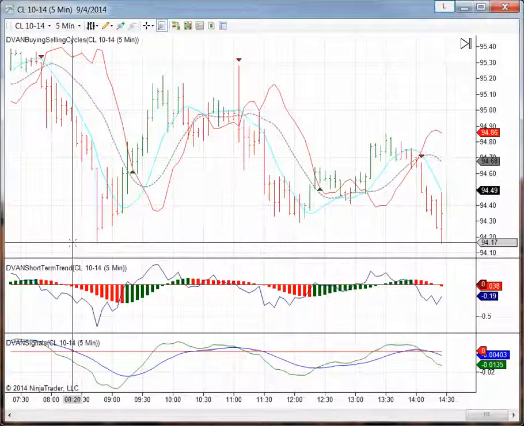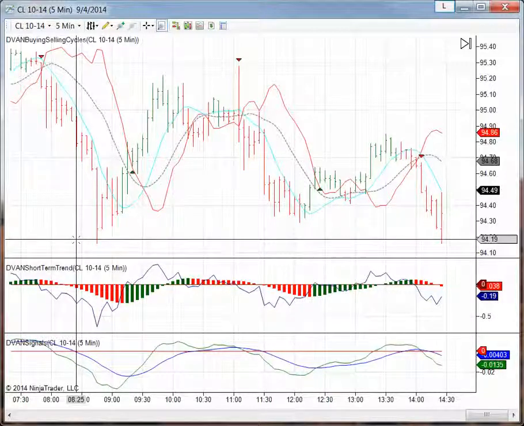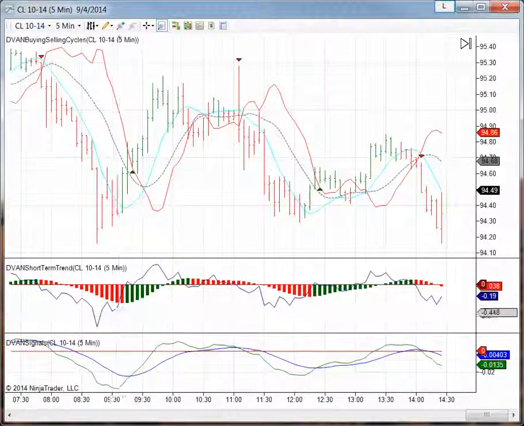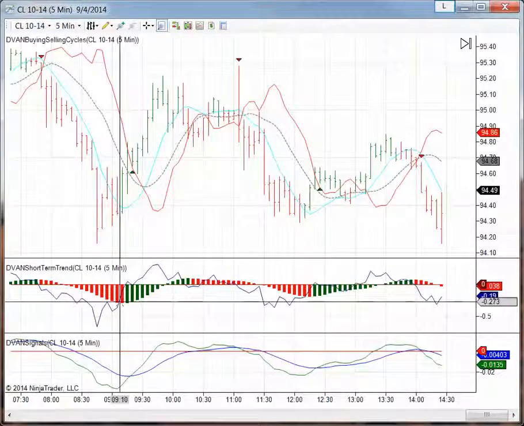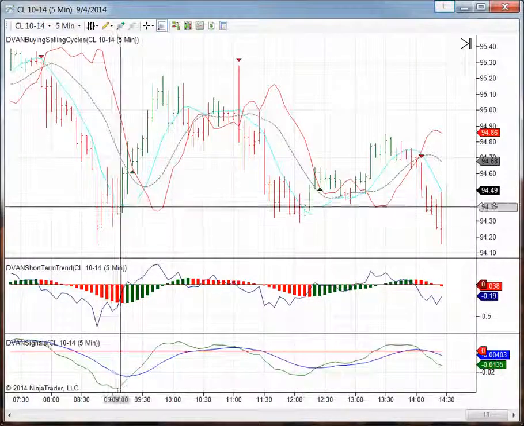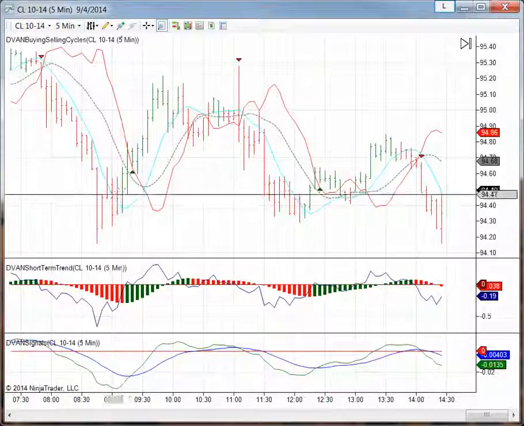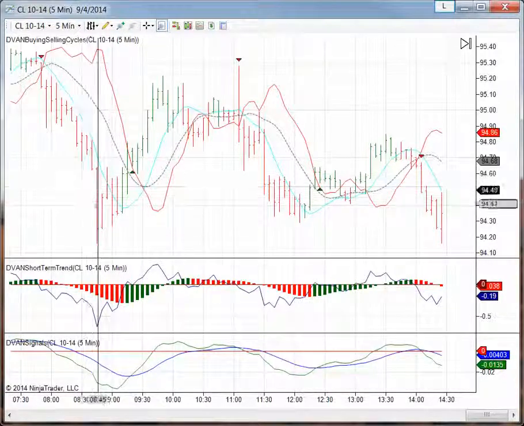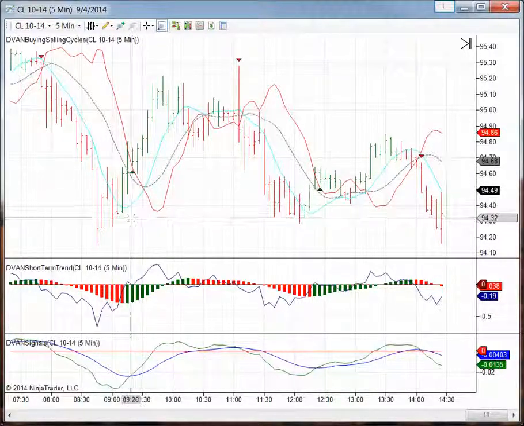Good places to watch for exits once you've had a move like this and are in the profit like this. So when the leading line comes back into the histogram and when the price bars start turning back in a color against you, so in this case when the price bars go from red to green.